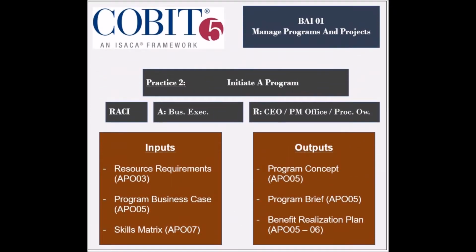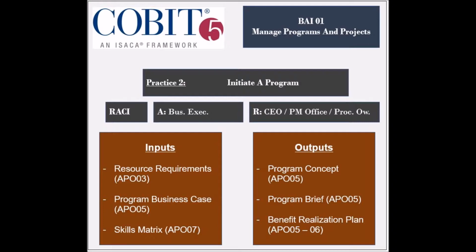The second practice is to initiate a program. The entities responsible for this practice include the Chief Executive Officer, the business process owners, and the Project Management Office. The entity that is held accountable is the business executives.